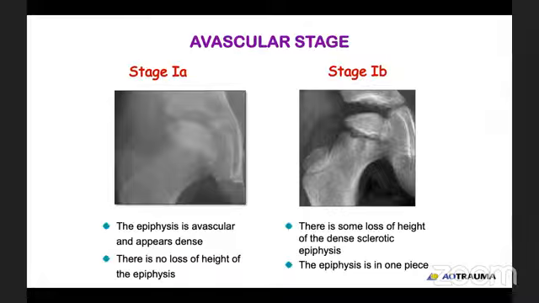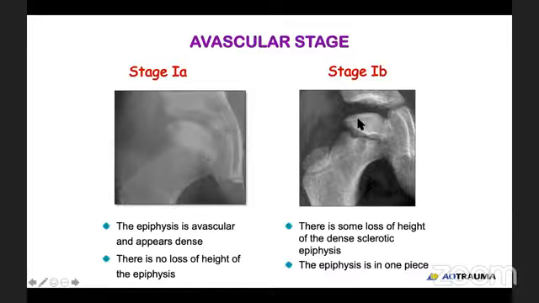So very simply, stage 1A is a very early stage of Perthes where the epiphysis is avascular. All that it appears is that it's denser compared to the opposite side because when bone dies, it does not take part in the remodeling process. There's lack of blood supply, and therefore a dead head is always avascular. But there is no loss of epiphysis. If you measure with the opposite side, the height of the epiphysis is exactly the same as the opposite side.